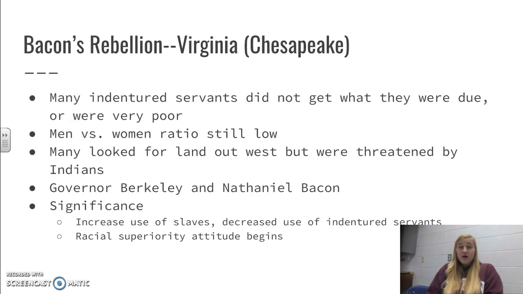So they were very poor, had very few belongings, very little amounts of land. They're also frustrated because they're too poor to own land. They can't find wives. The men to women ratio is still very low. Men greatly outnumbered women. If they wanted to move west, they had the issue of being threatened by natives.